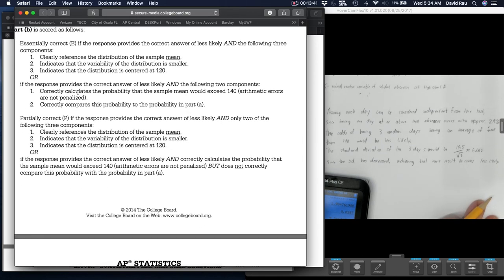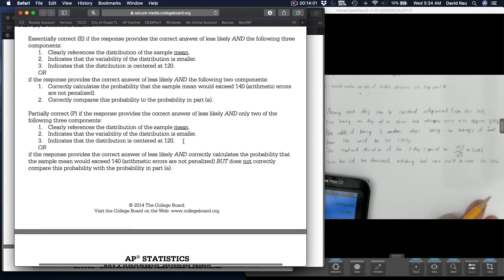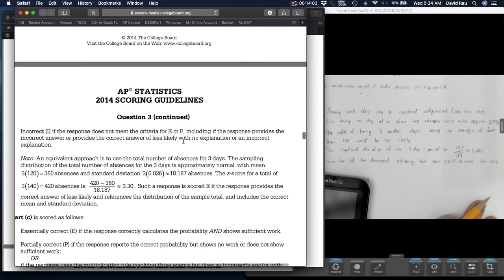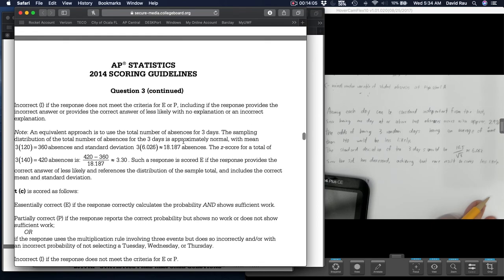I didn't mention that the sample mean is what we're really measuring. Maybe I did, but I also didn't, well, I did indicate that the variability is smaller, but I didn't indicate that it's still centered at 120. So I think I would honestly give myself a P on this question. So that's a big bummer.